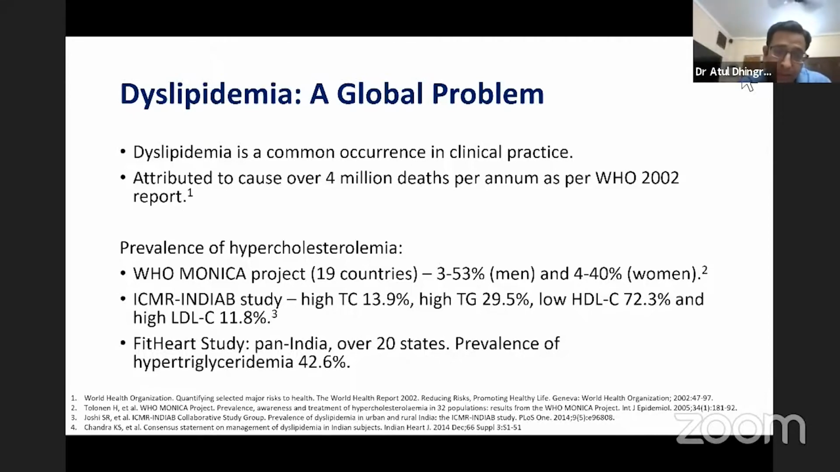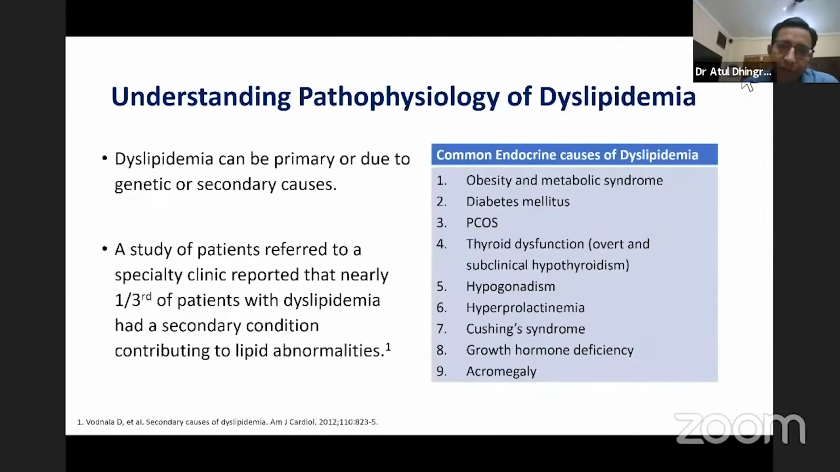If we look into the Indian study, the ICMR India study, it showed dyslipidemia to the tune of around 70%. One component, low HDL, was seen in around 70% of the patients with diabetes, high triglyceride in around 30%, and high LDL in around 12%, thus increasing the risk of CV burden in this population. Another study from India, the Fit Heart study, which was done over 20 states, showed the prevalence of hypertriglyceridemia to be around 43%. So this is a major problem, and a very large chunk of our patients do come with this problem in our routine OPD, and we see a lot of problems in the lipid profile of our patients.